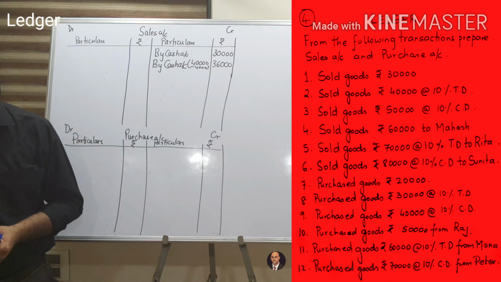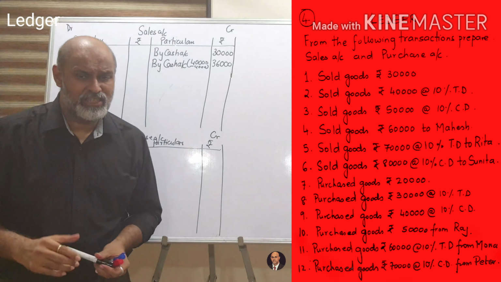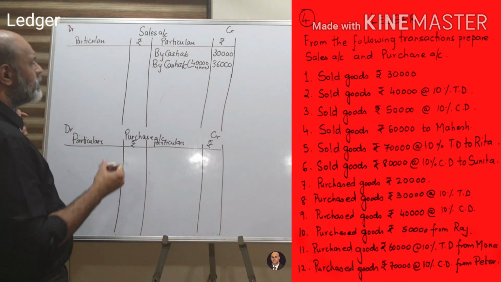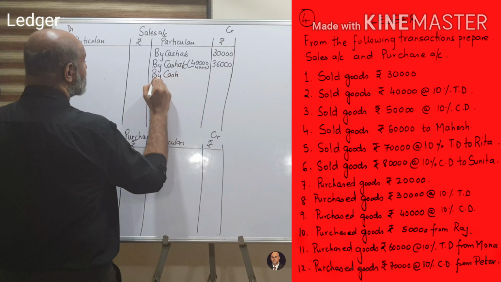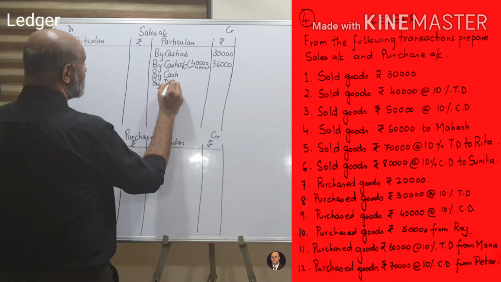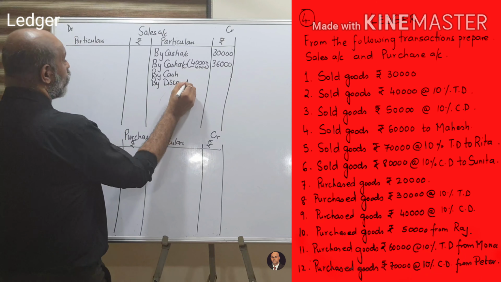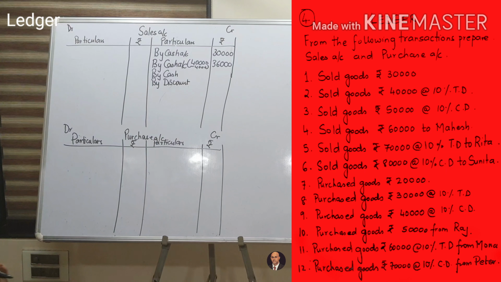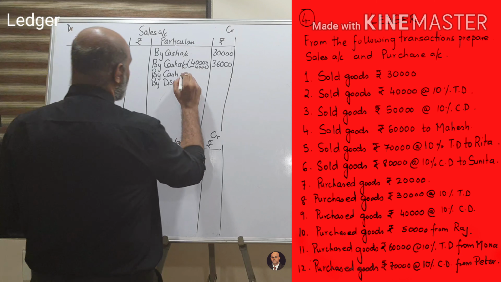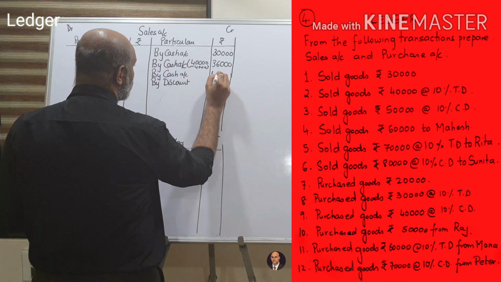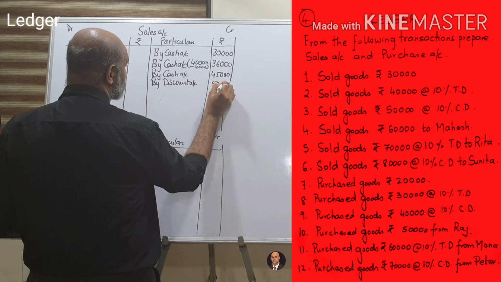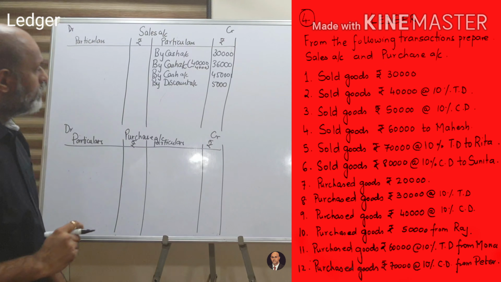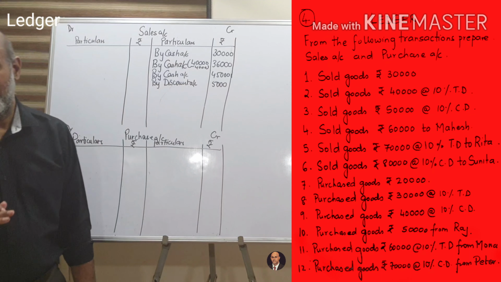Sold goods rupees 50,000 at 10% cash discount. So what would happen here? By cash and even the discount amount will come. Since it's a cash discount, it is supposed to be noted. So the amount is 50,000 and it is 10% cash discount. So the cash account will be 45,000 and the discount will be 5,000. Fine. So from here I go to the next entry.